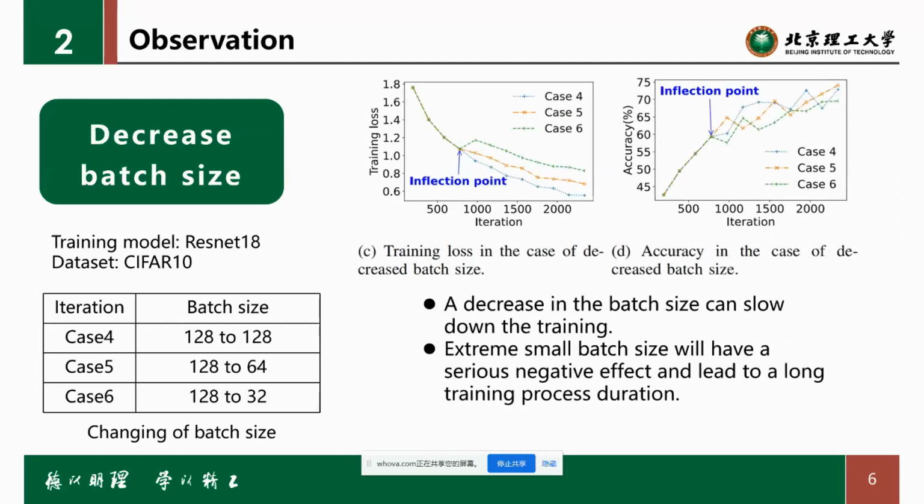Here we show the experiments with the decrease of batch size. In Case 4, we use a fixed batch size of 128. In Case 5 and Case 6, we change the batch size from 128 to 64 and 32 after the inflection point. We can see that Case 6 has the highest training loss, and Case 4 has the lowest training loss. It means that the decrease of batch size can slow down the convergence of the training loss. Furthermore, in Case 6, after the inflection point, we see an increase in training loss. It means that an extremely small batch size will have a serious negative effect.